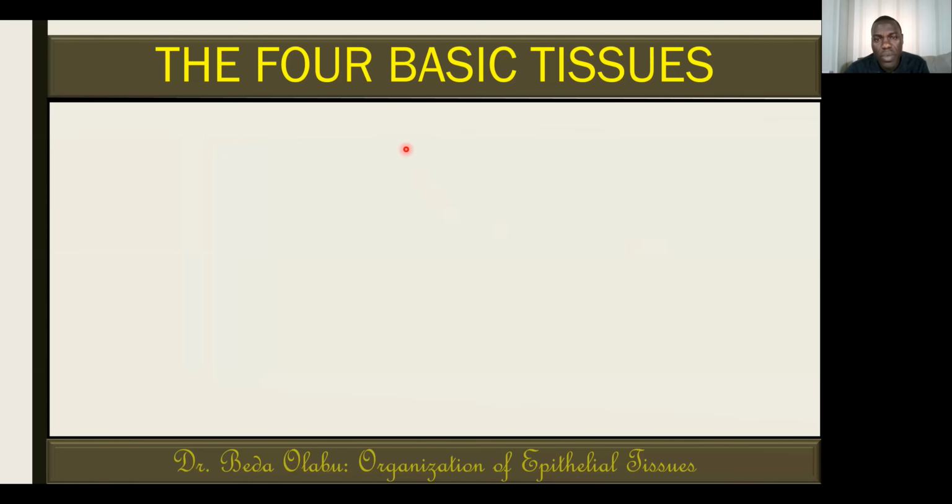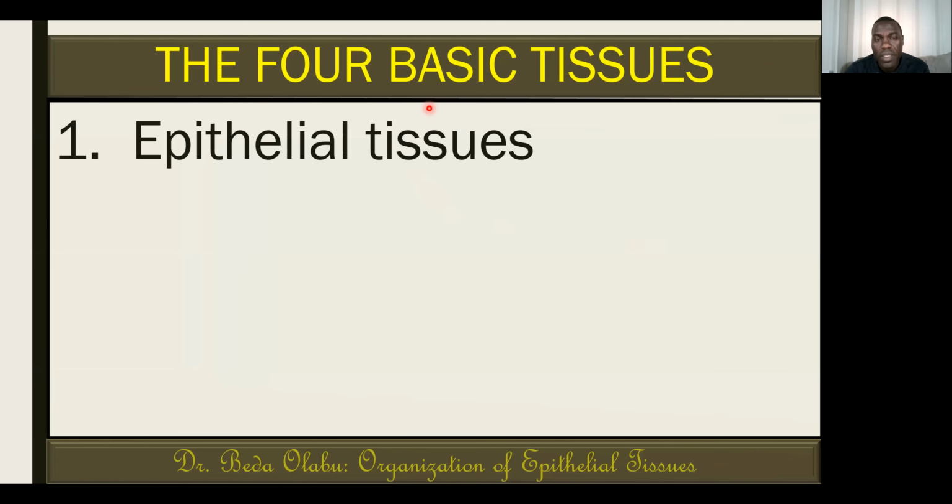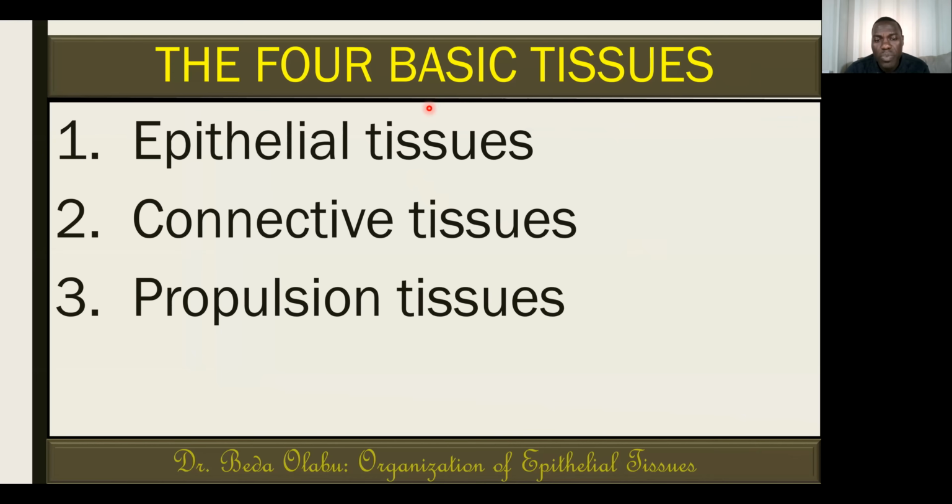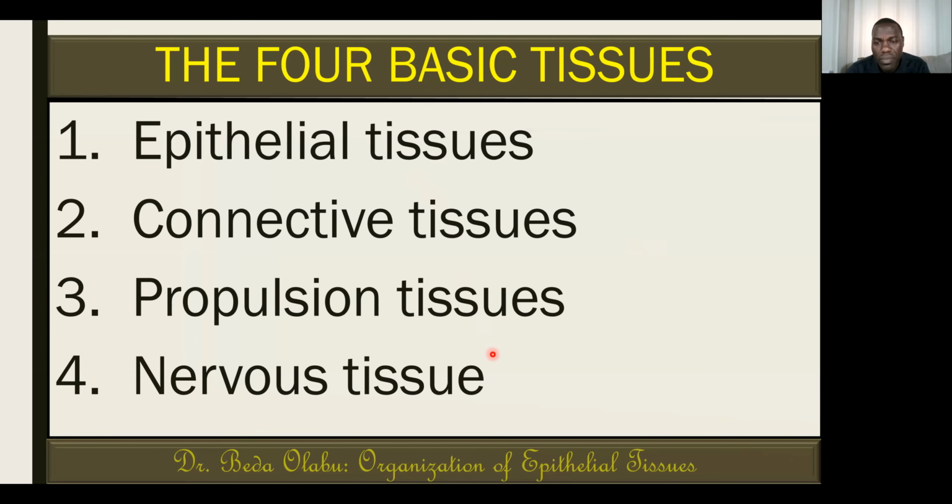I've told you that we have about 20 different types of tissues, but these tissues can be grouped into 4 major categories: epithelial tissues, connective tissues, propulsion tissues, and nervous tissue. The objective of today is to focus on the epithelial tissues as well as the propulsion tissues. Next week, you'll focus on the connective tissues. Those ones are many, so they'll have their own session. There'll be a time that you'll focus on nervous tissue, probably next year.